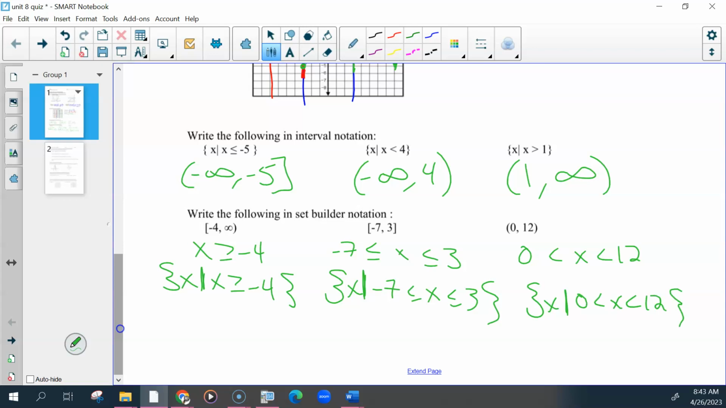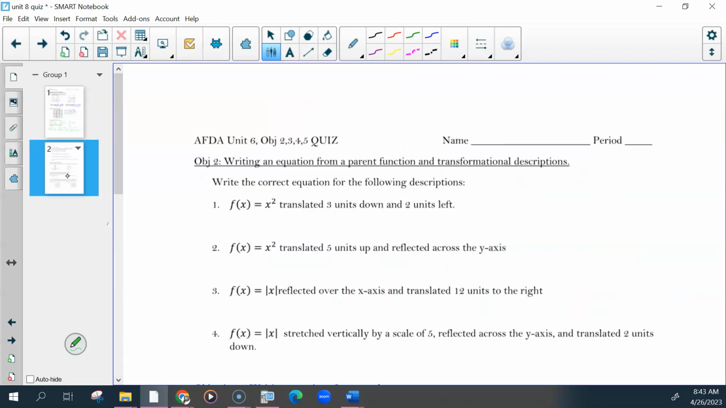Questions on any of those? Make sure you're using these to kind of help each other, because what you do here, you're doing the opposite here, so that should help you. So that was out of 13 points. Each one was worth its own point.